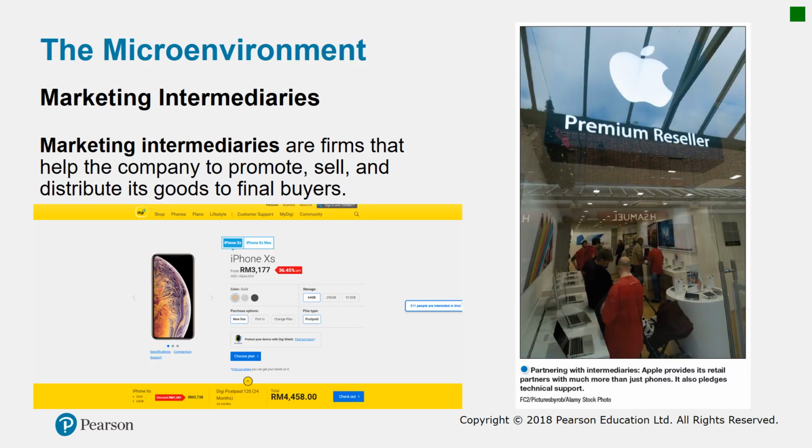The third actor is marketing intermediaries. You learned last week when I mentioned that one of the intermediaries is technology, which is true. But here, the example that I provide is other intermediaries, such as the reseller. There are a few marketing intermediary categories. So what is the definition? They are firms that help the company to promote, sell, and distribute its goods to final buyers. For a reseller, it could be when a company partners with local marketing intermediaries such as DG. DG helps Apple to resell their phone, and thus DG Telecommunication is part of the marketing intermediaries of Apple.